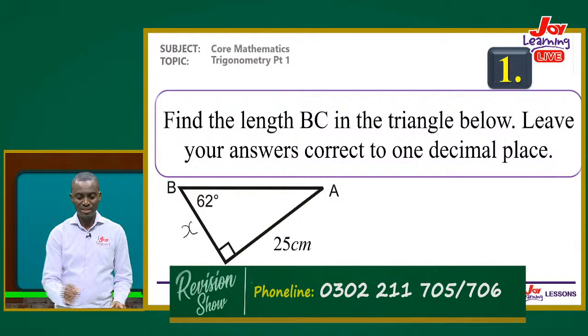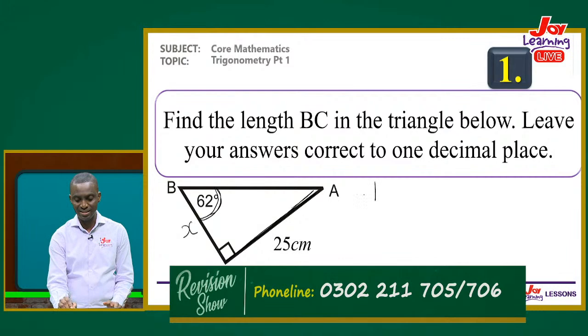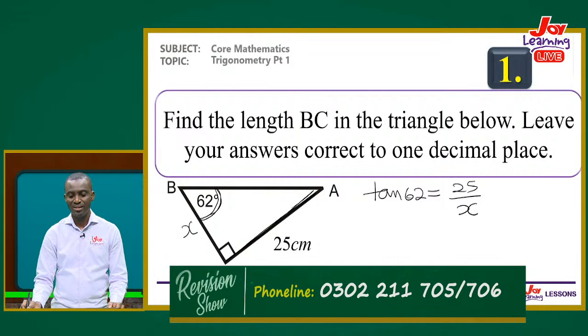In reference to the angle theta, BC will serve as the adjacent. And the side over here will represent the opposite. We are dealing with opposite and adjacent, and that is tan. So we can say tan 62 is equal to opposite 25 over adjacent, which is BC or X. So if I do cross multiplication, okay, I'm not done with the solution, so give me your answer.